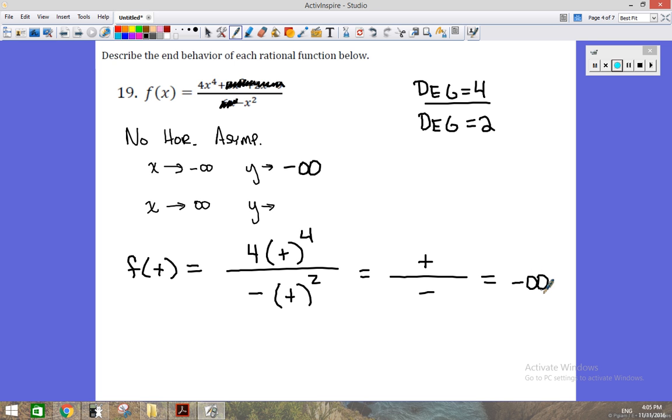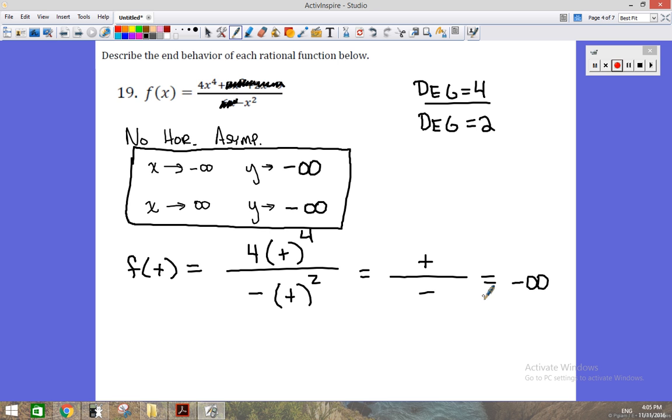So this ratio is also negative. As x approaches negative infinity, or as x approaches positive infinity, the y coordinates are going down, they're approaching negative infinity. Hopefully I said that right. I know I've written it right. Alright, so there's my answer for 19. So let's continue.